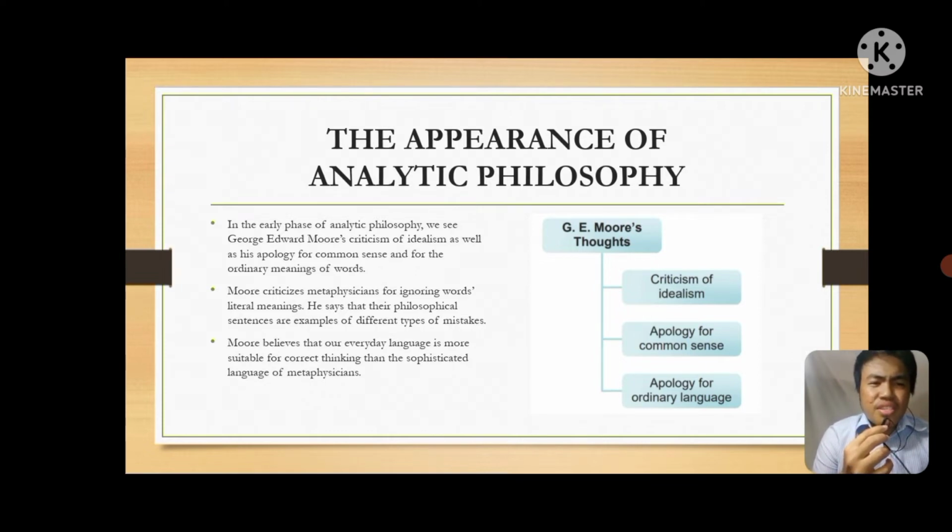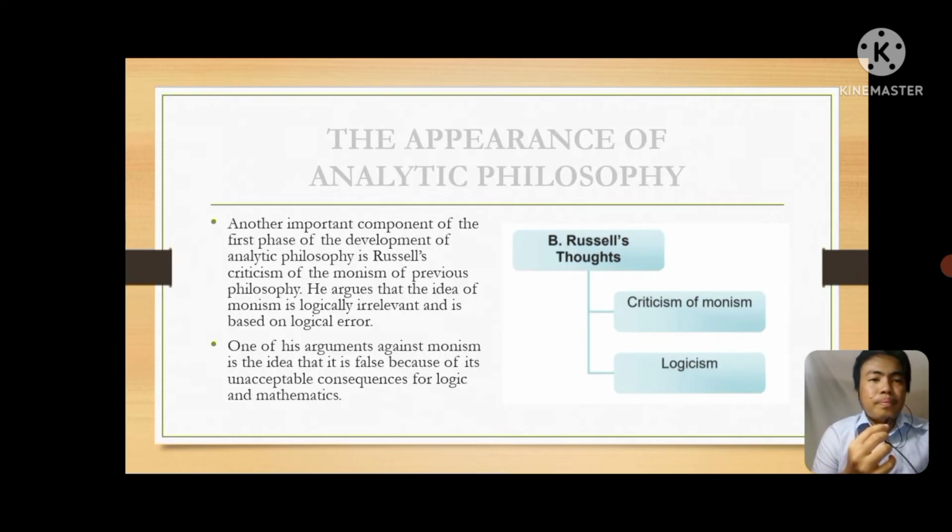Moore criticizes metaphysicians for ignoring words' literal meanings. He says that their philosophical sentences are examples of different types of mistakes. Moore believes that our everyday language is more suitable for correct thinking than the sophisticated language of metaphysicians.